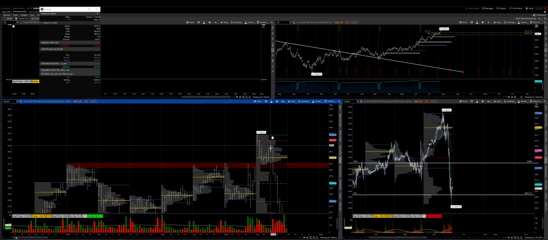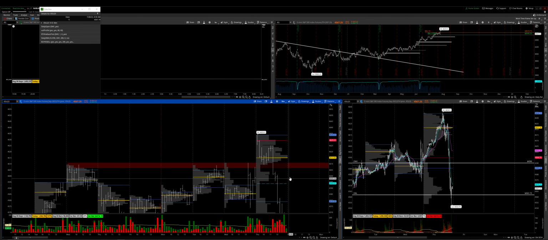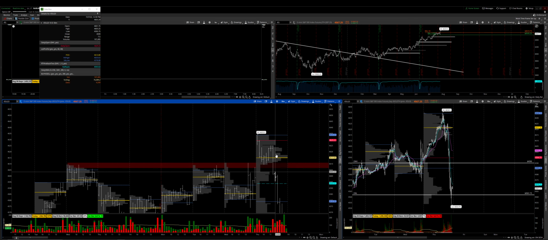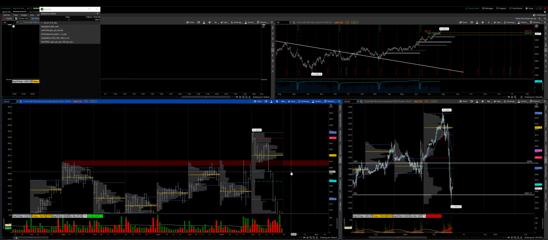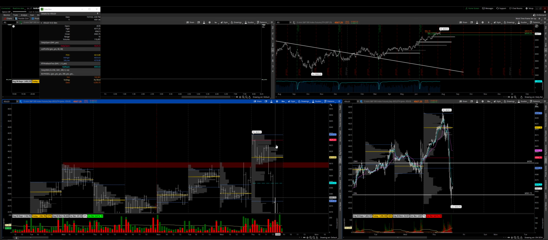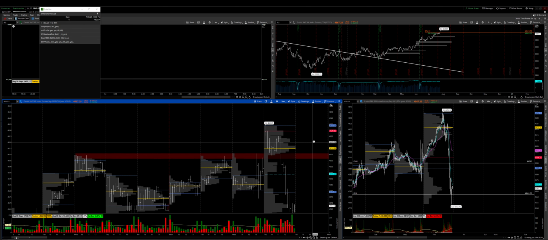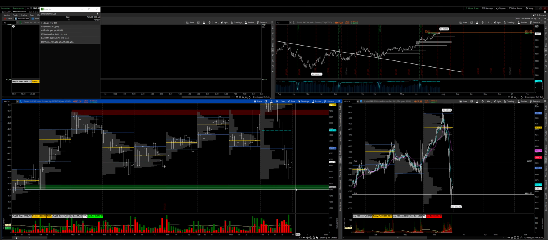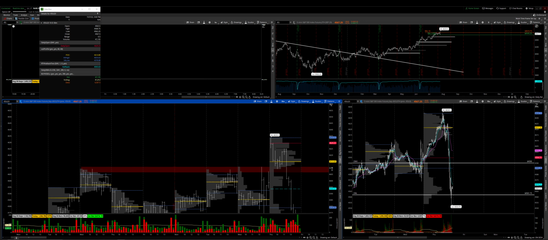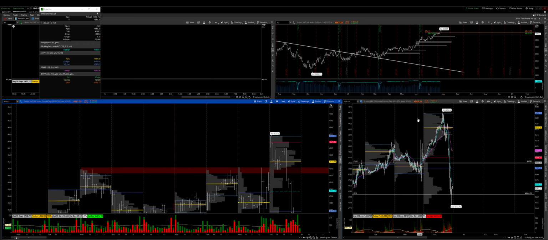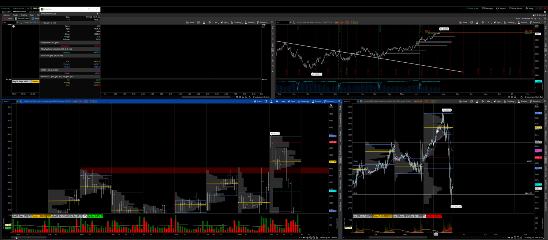And I guarantee you there's somebody out there that's like, oh, I caught this whole move down, I shorted right at the top, and they made millions. Which is BS. Nobody caught that full move. Granted, there were opportunities to get involved on the short side as this thing just melted down. But the key nuance was front running the overnight high and not looking back.